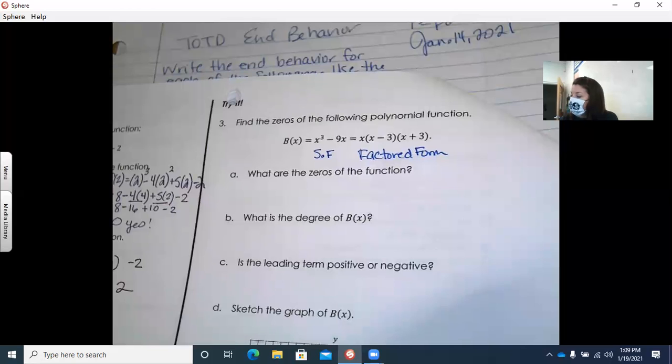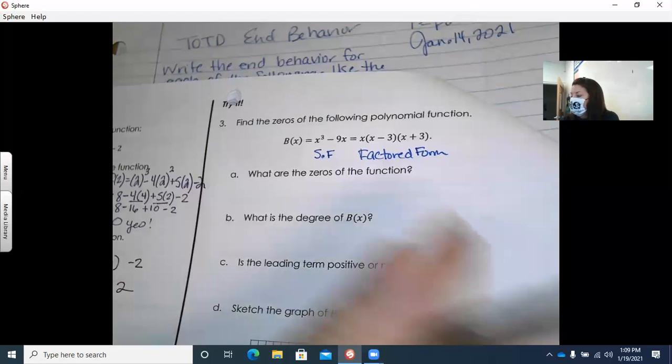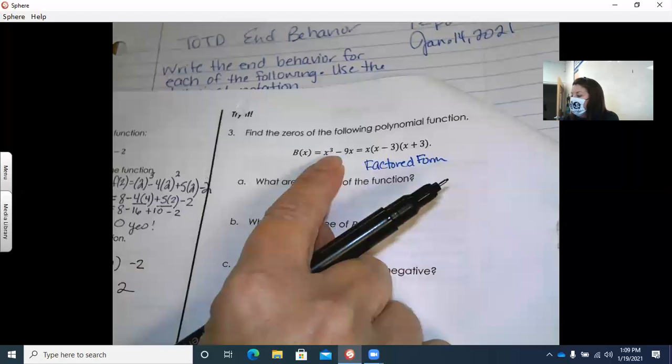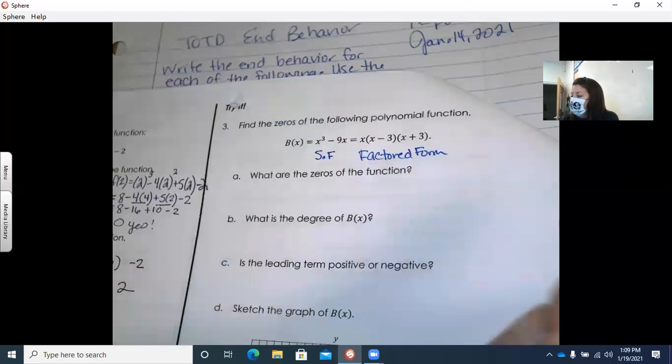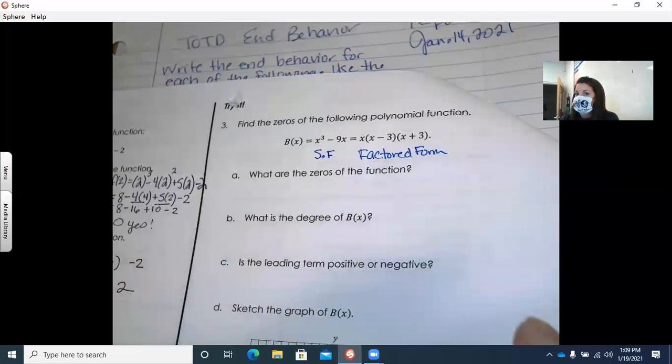So what are the zeros of the function? Look at your factored form. How many factors do we have? 3. Because x is a factor. It was the GCF, right? Greatest common factor. So that's a factor. So x is a factor, x minus 3 is a factor, x plus 3 is a factor. If we know the factors, how do we find the zeros? Set them equal to 0.